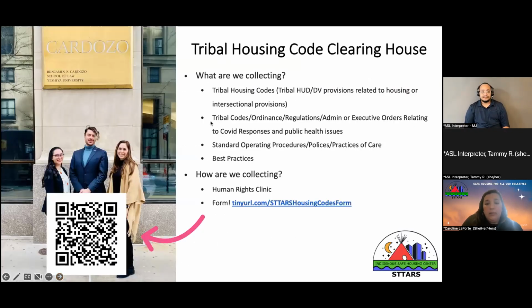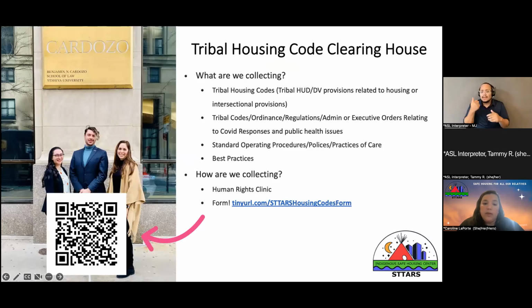So this is another project that we're doing. I'm not going to go over this, but I will say that it is being continuously updated. We're doing a tribal housing code clearinghouse. Most of you are aware that tribes are sovereign. They are able to enact their own constitutions, laws, codes, ordinances, regulations. And a lot of those housing codes are available online. So we have partnered with the clinic to go through, collect these codes and do a gaps analysis on what's needed in the codes, but also to look at best practices.